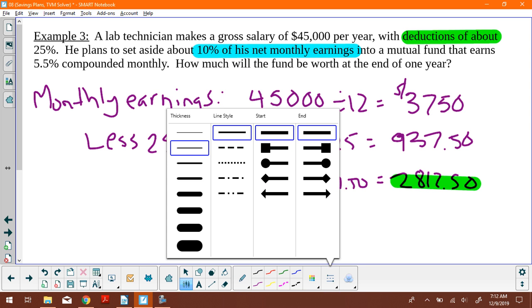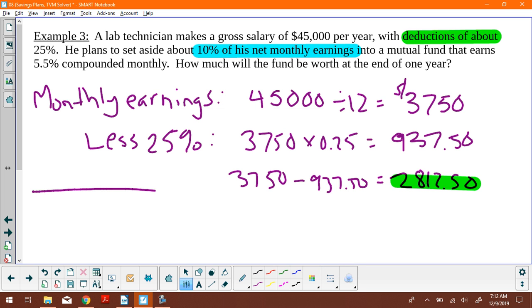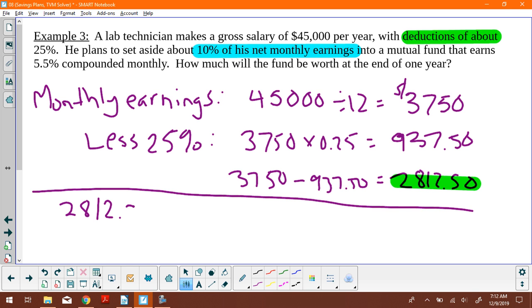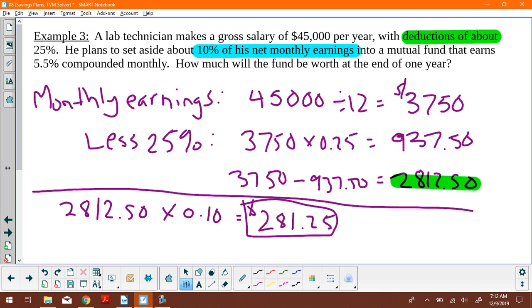Okay, so you can set aside 10% of that. So 10% of that would be $281.25. Okay, so that's how much we're going to be able to deposit into our mutual fund.